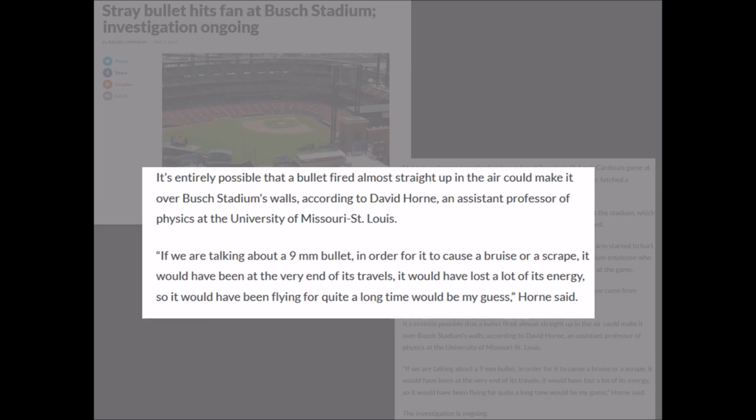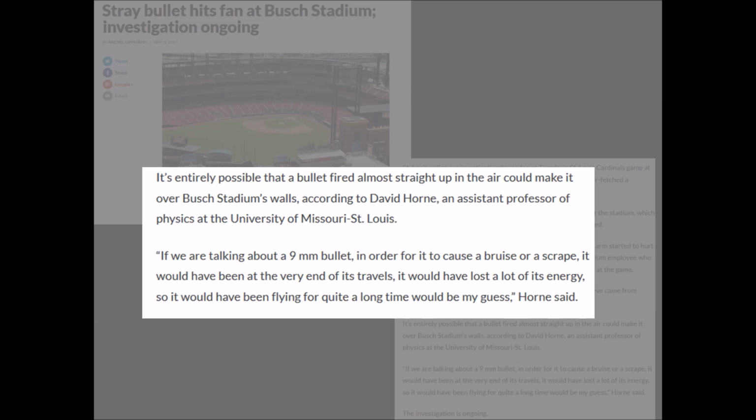It's also possible from the gun battle going on 1 mile away that the bullet could also make it over the wall. Now, in my opinion, the bullet probably bounced off of the roof of the stadium and then struck her, hence the fact it didn't have a lot of energy and was probably at the end of its travel. They did get that bit right in my quote.